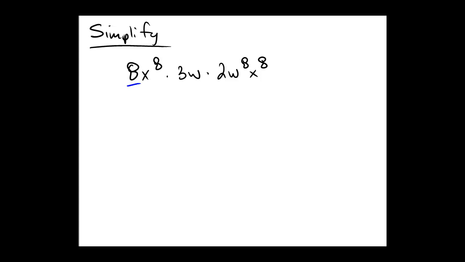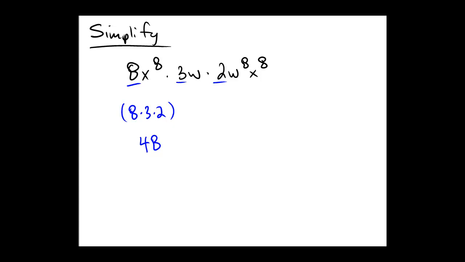So I have an 8 and a 3 and a 2. So I'm going to group those to be multiplied. 8 times 3 times 2. And 8 times 3 times 2 is 8 times 3 is 24. 24 times 2 is 48.